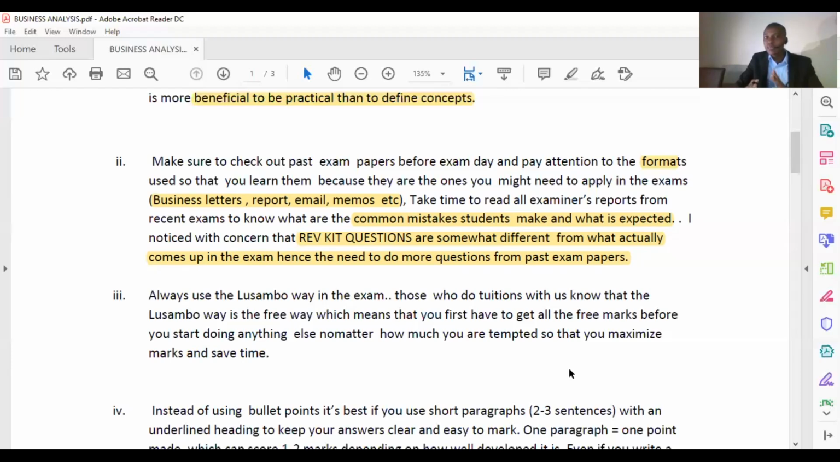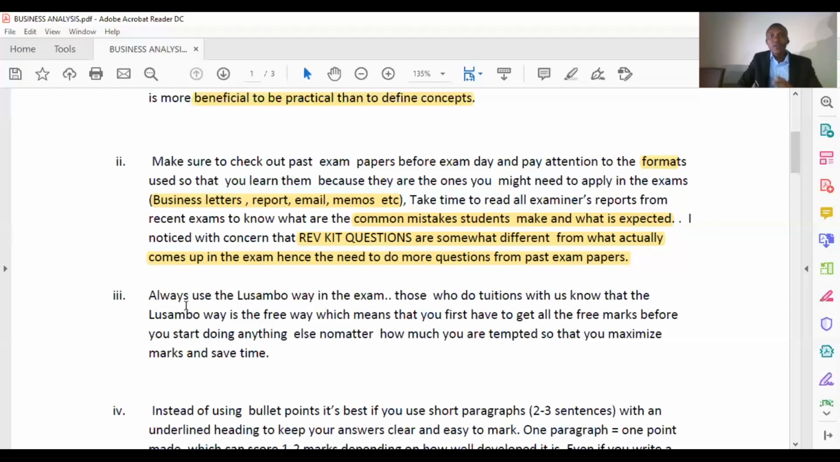This exam is a bully if you depend on the revision kit or the study manual or whatever it is that you want to depend on. The only thing to depend on in this exam is purely common sense. And I'm going to explain why I'm emphasizing so much on common sense. Let's go to point number 3.